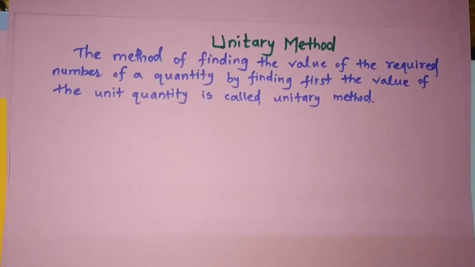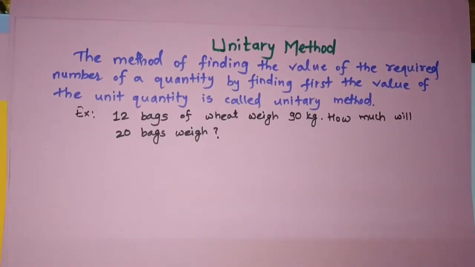Welcome back, dear students. Today we are going to start the unitary method from our lesson on ratio and proportion. Friends, we know that the unitary method is used when we need to find a required quantity by first finding the value for one quantity. Unit means one. So we'll first find the value for one unit quantity, and then go for the required number. So let's start.